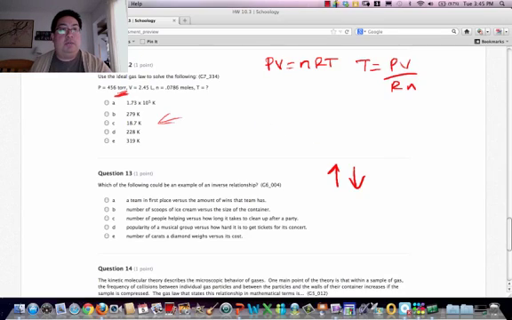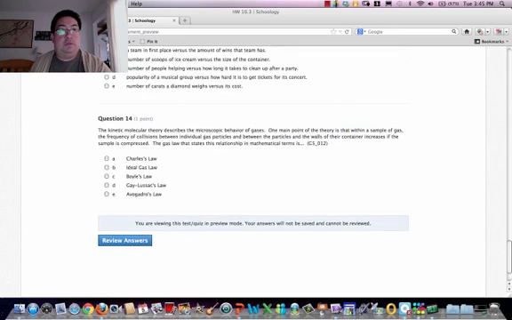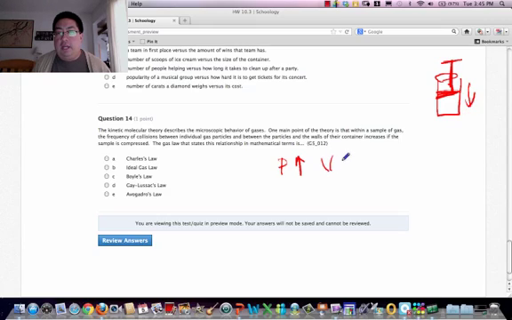Okay, last question I believe. So let's do 14. So we have a molecular theory that describes the microscopic behavior of a gas. One main point in the theory is that within a sample gas, the frequency of the collisions between individual gas particles and the particles of the wall container increases if the sample is compressed. So what we're saying here is the pressure increases. And so let's say we had our syringe here. If we're compressing the syringe, that means we're pushing down, and if we're pushing down, that means the volume is decreasing. So hopefully you can identify which law, and this is an inverse relationship if you didn't know.